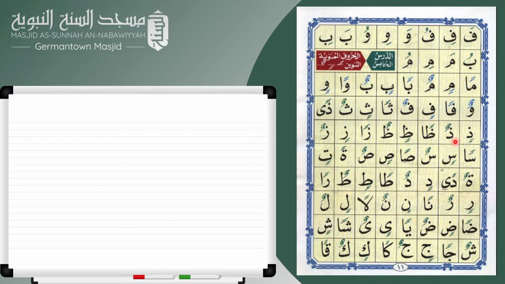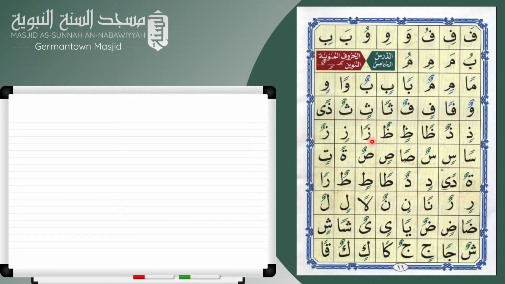Okay, next. Dha fathatain dhan. Dha kasratain dhin. Where does the dha come from? The tip of the tongue is between the top and bottom teeth, same as the dal. Dha dhammatain dhun. Dhan, dhin, dhun.